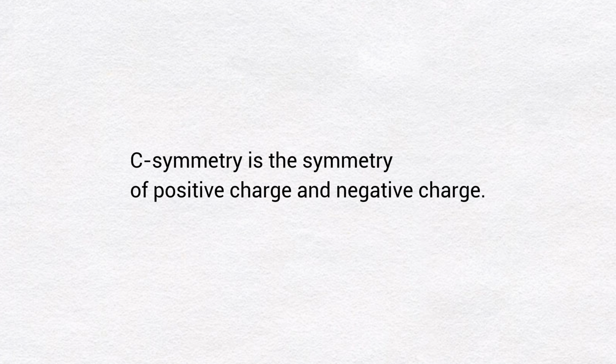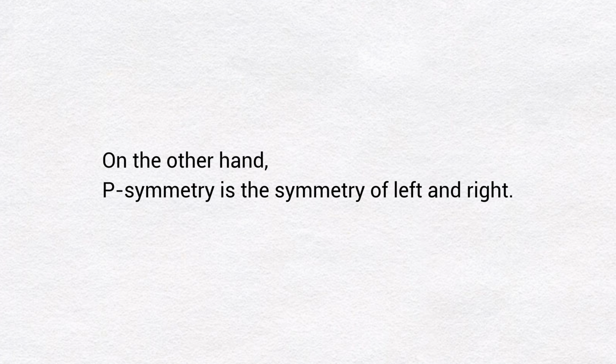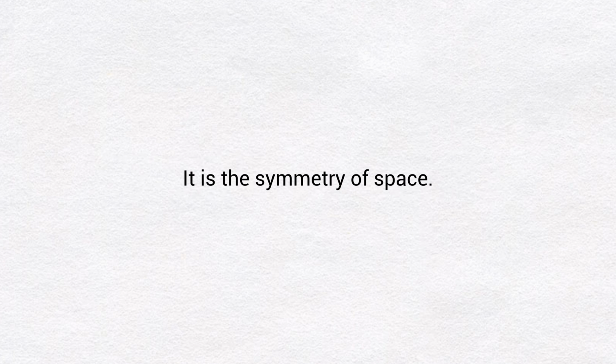We have discussed 2 different types of symmetries, C symmetry and P symmetry. C symmetry is the symmetry of positive charge and negative charge. It can be seen as the symmetry of yin and yang, or yang and yin. On the other hand, P symmetry is the symmetry of left and right. It is the symmetry of space. The combination of C symmetry and P symmetry is considered to be one of the most fundamental codes of reality.